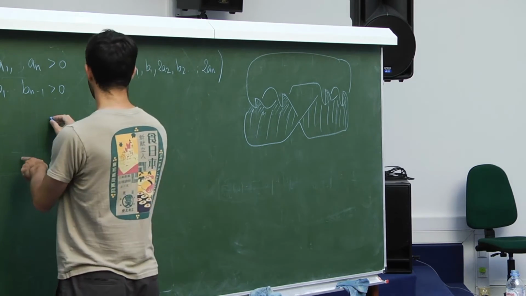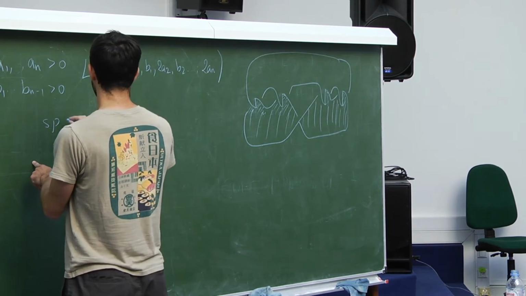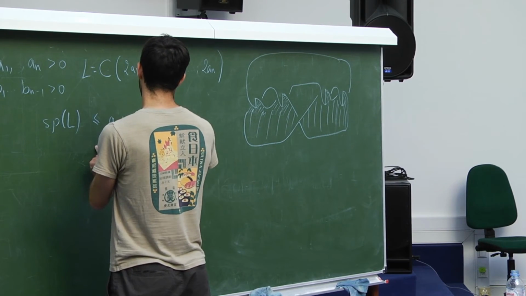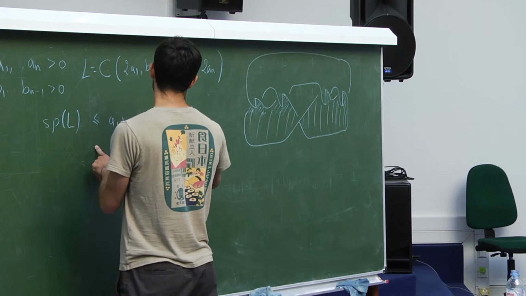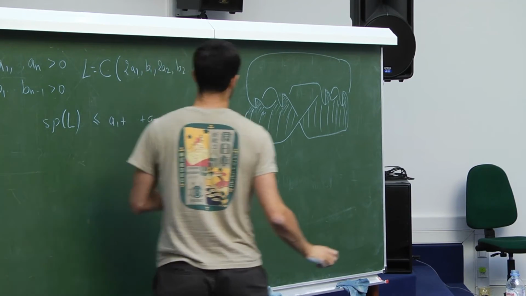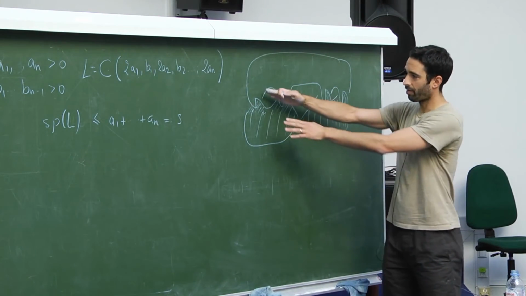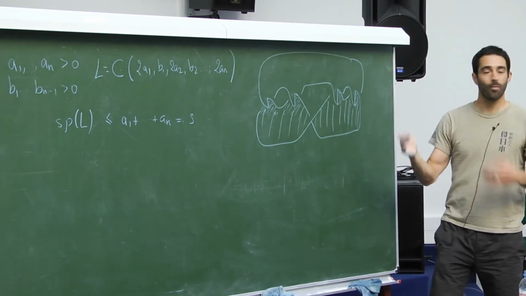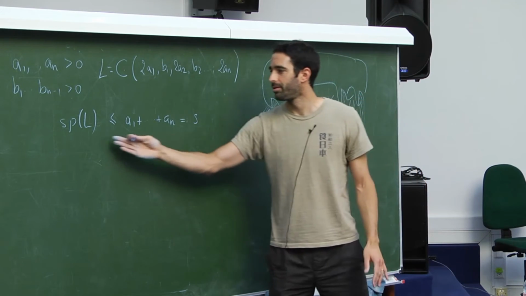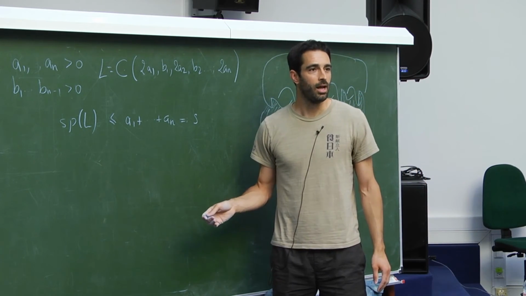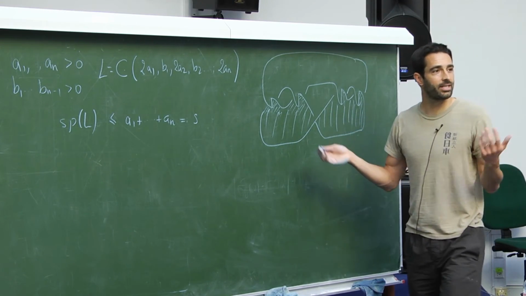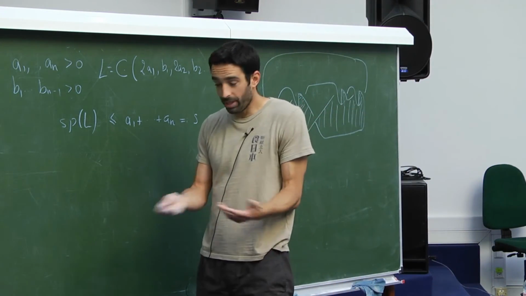And now, if you think about the splitting number, so this is L, the splitting number of L is less or equal to A1 plus, etc., plus AN, which I want to denote by S. Again, you just think about it, you have to remove A1 of them here, A2, etc. That's the obvious way to split this link. And now you have this C complex, you can just compute the signatures. And I'm not going to do it, but it's really one line again.